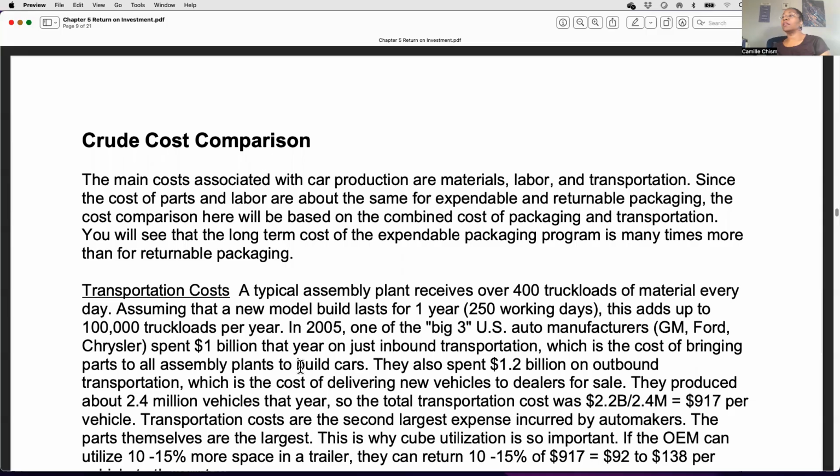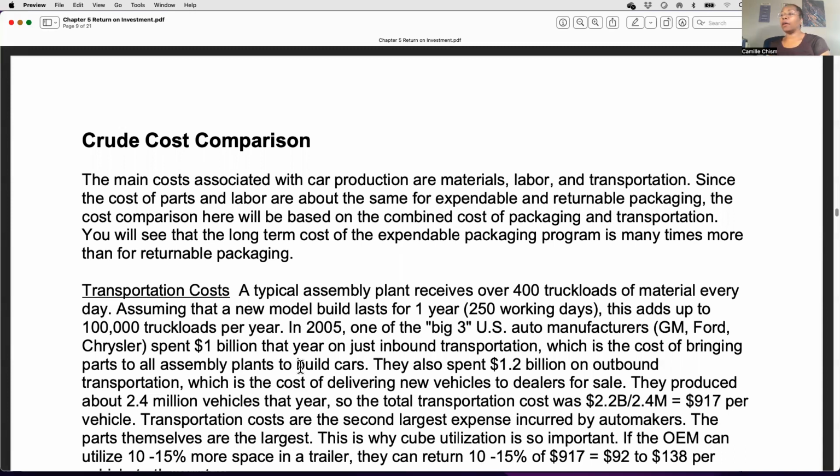And then they spent 1.2 billion on outbound, sending new vehicles to dealerships. And that year they did about 2.4 million vehicles. So that kind of tells you how much the transportation cost alone adds up.